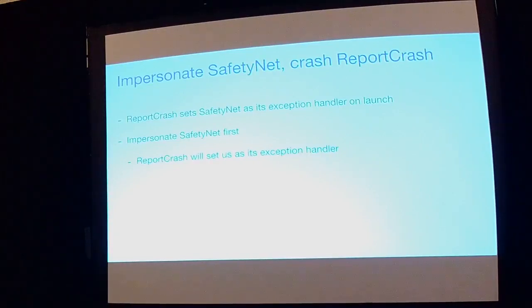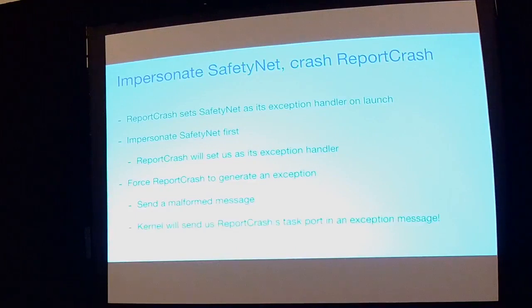instead. And at this point, we can now force ReportCrash to generate an exception, for example, by sending a malformed Mach message that causes an out-of-bounds read, which is really easy. They have not checked any of this code for out-of-bounds read issues. Then basically the kernel is just going to send us ReportCrash's task port and an exception message, because we're the registered exception handler for ReportCrash. And at this point, we just use ReportCrash's task port to execute arbitrary code.